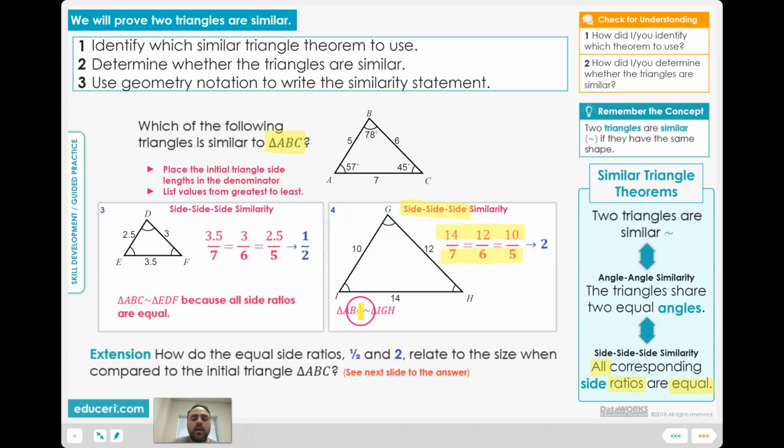Triangle ABC is similar to triangle IGH because A is between the short and the long, and I is between the short 10 and the long 14, and B is between the short and the middle, and G is between the short and the middle, which means that C, the remaining angle, corresponds with angle H. And let's continue our statement. Let's read this one last time. Ready, read. Triangle ABC is similar to triangle IGH because all side ratios are equal.